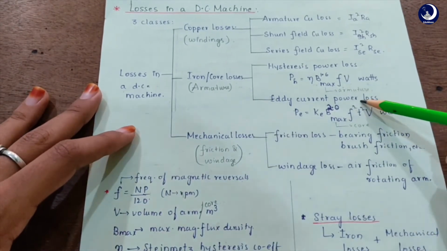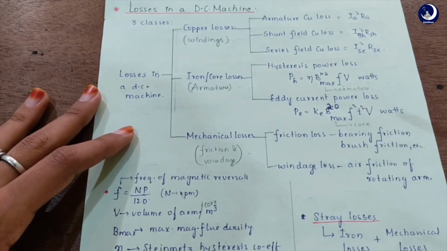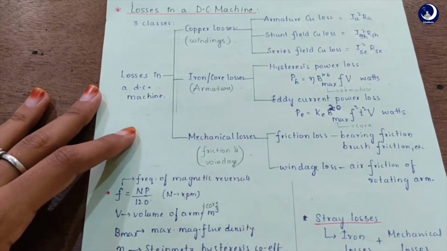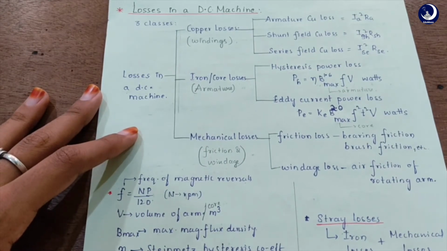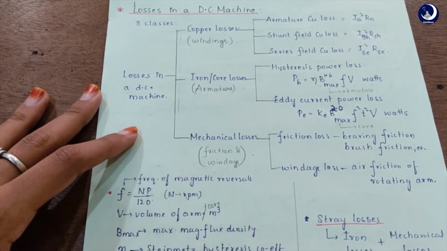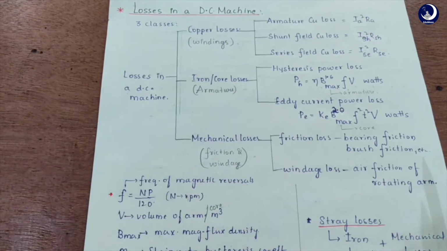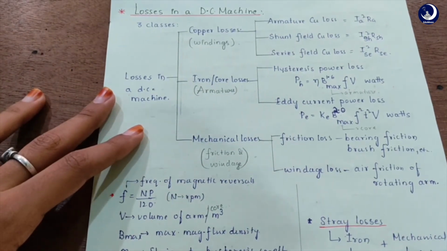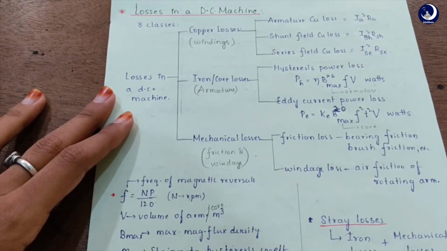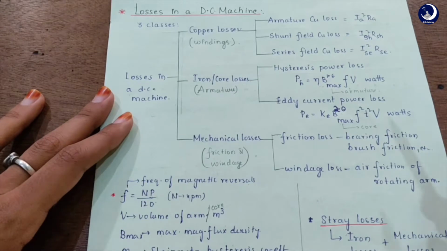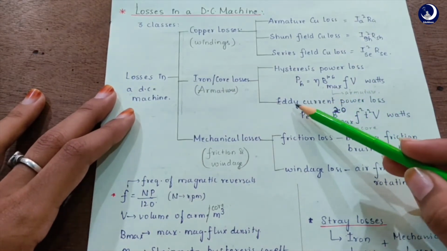Then coming to eddy current power loss. When the armature rotates in the magnetic field of the poles, an EMF is induced in it, right? And this induced EMF circulates eddy currents in the armature core. The power loss due to these eddy currents is called the eddy current power loss. How do we reduce the eddy current loss? That is through the armature core being built up in thin laminations insulated from each other by a thin layer of varnish.